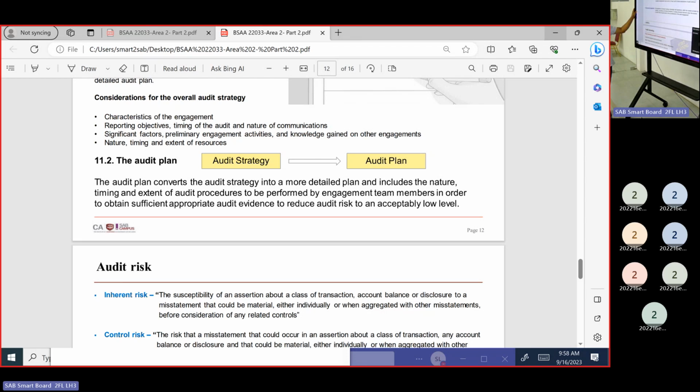What is the nature of the audit procedure we are going to do? Which time we are going to do that? Interim or final? Nature, time, and extent. What's the scope we are using? Which extent are you going to check? Nature, time, and extent. That's the audit plan.